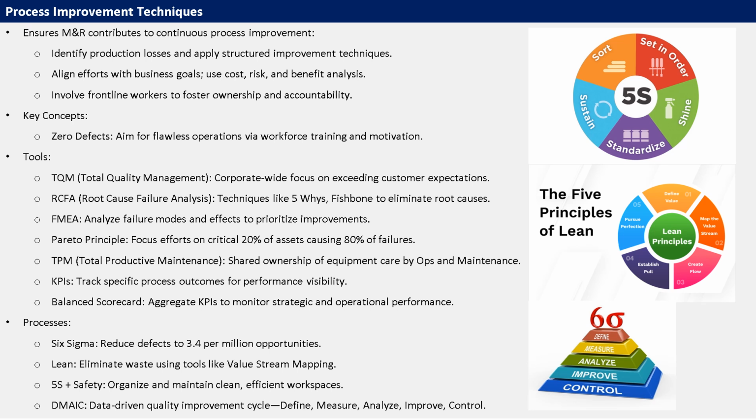Process improvement techniques. Focuses on ensuring that maintenance and reliability (M&R) activities directly contribute to continuous process improvement and operational excellence. Core activities. Identify areas of production loss and systematically apply structured improvement techniques to address root causes. Align all improvement initiatives with broader business goals by using cost, risk, and benefit analysis to prioritize actions. Actively involve frontline workers in improvement efforts to build ownership, accountability, and practical insights.